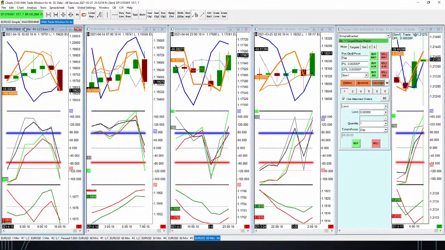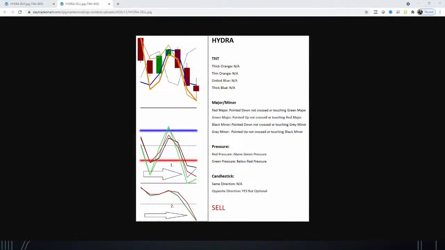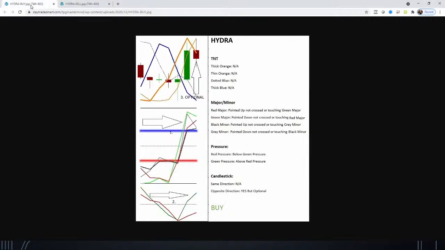So right here on the left, we'll look at our first example, and you can see that prior to this creating a Hydra. By the way, let me actually show you this real quick before we do that. So here, on our site, we have these flashcards that you can download or you can just pull up and save them, whatever you want.